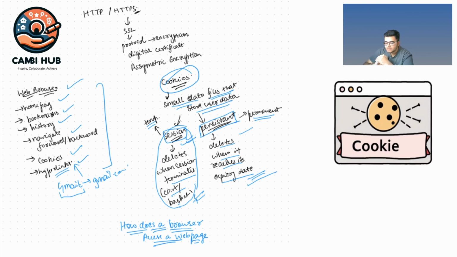So if a website wants to store information about you, your likings, whatever you search, so that it can show you relevant ads, it will store it as cookies. Now there are two types of cookies. We have session cookies and we have persistent cookies.